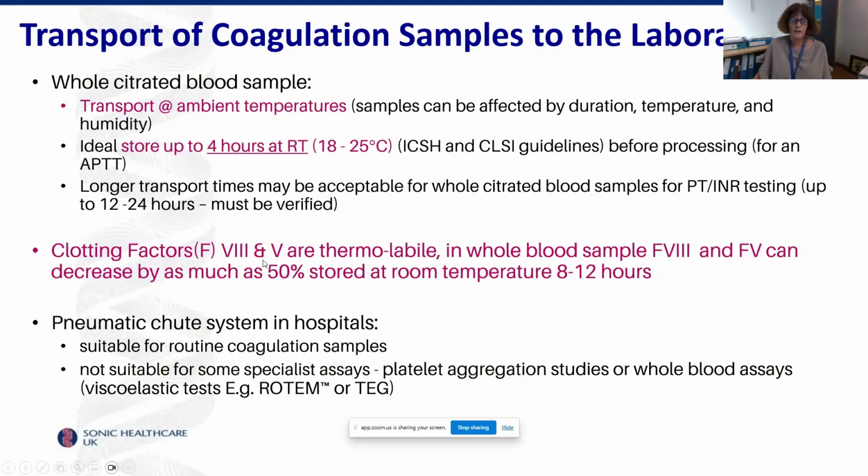Just a reminder that you all know factor V and VIII are thermolabile, and they can be decreased by as much as 50% when stored at room temperature for 8 to 12 hours. Then we have pneumatic chute systems in the hospitals, and they are suitable for transporting samples around the hospital to the laboratory, but not for some of the specialist tests like platelet aggregation studies.